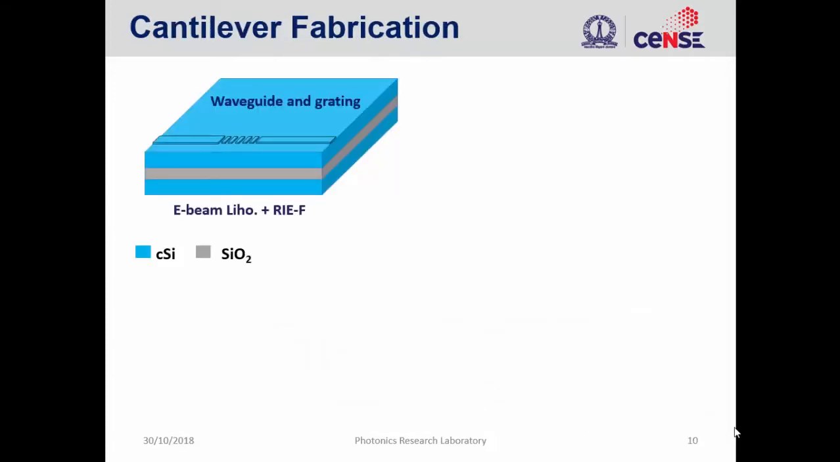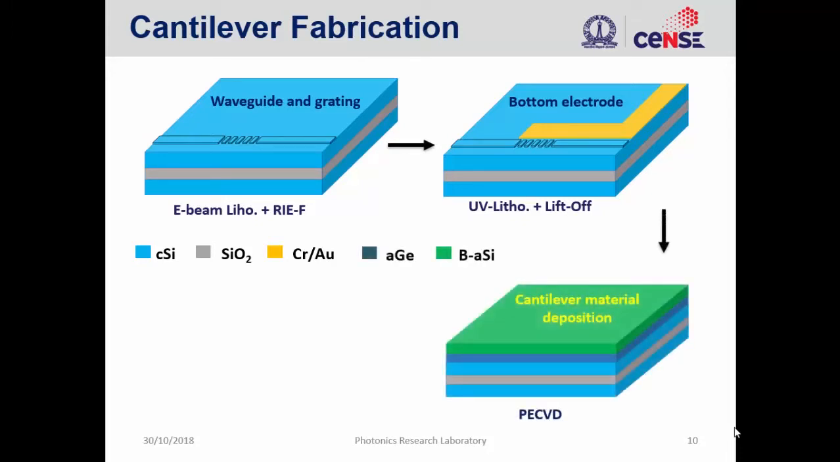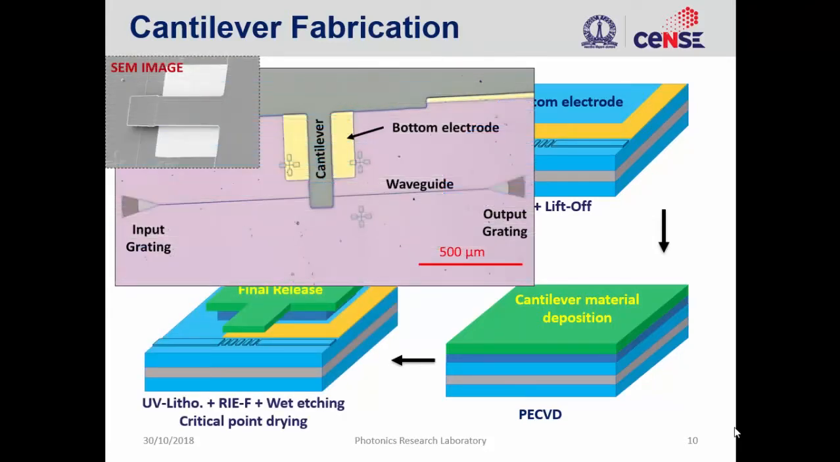After defining the waveguide, we define the bottom electrode using UV litho followed by liftoff. We use amorphous germanium as a sacrificial layer, and on top of that we deposit the cantilever, which is doped amorphous silicon. We do another UV litho to define the cantilever, followed by wet etch and critical point drying to release the structure. This picture shows the optical microscope image where we have the input gratings, output gratings, the cantilever and the bottom electrode. And this is the SEM image.